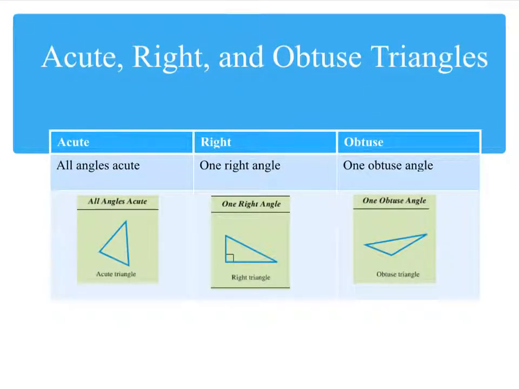So there are three types of triangles that we categorize based on angle measures. The first type is an acute triangle, in which all the angles are acute. So all the angles are less than 90 degrees. Then you have a right triangle, and in a right triangle, you have one right angle. And last but not least, we have an obtuse triangle. An obtuse triangle has one obtuse angle, and you can see that obtuse angle happening right here. An obtuse angle being more than 90 degrees.